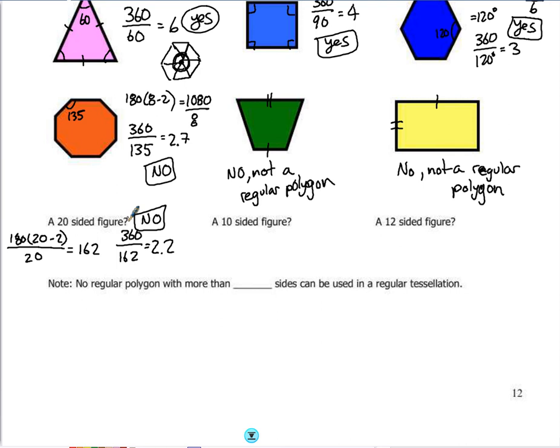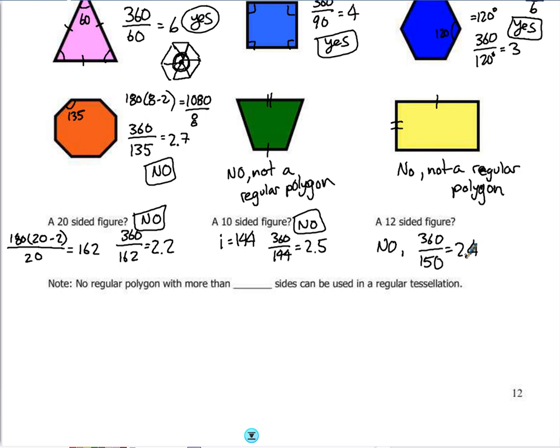So with the 10-sided figure, each interior angle is going to be 144 degrees. When I divide 360 by 144, I end up with 2.5, which is not a whole number, so therefore it would not tessellate regularly. A 12-sided figure would also be a big no, because 360 divided by 150, the interior angle of a 12-sided figure, comes out to 2.4, which is not a whole number.